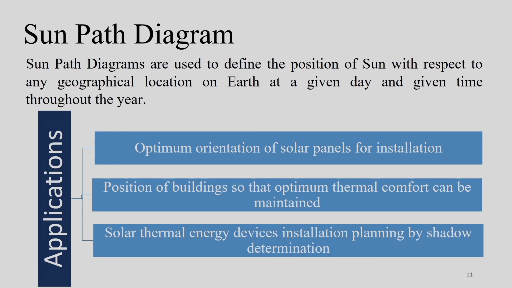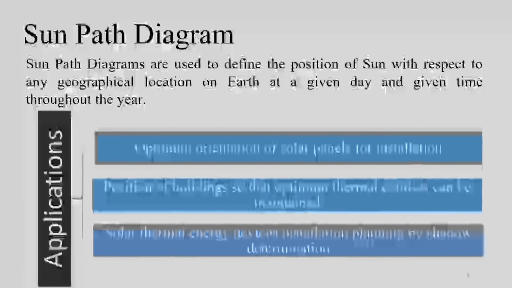Out of the many applications, 3 primary applications are: number 1, optimum orientation of solar panels for installation. So, we need to maintain that optimum angle and orientation so that we can get maximum exposure to the solar radiation. And second point is very, very important for architects. They normally follow this sun path diagram for designing buildings to maintain thermal comfort. And the third concern is solar thermal energy devices installation planning by schedule determination. So, this is also one of the important aspects of this sun path diagram.